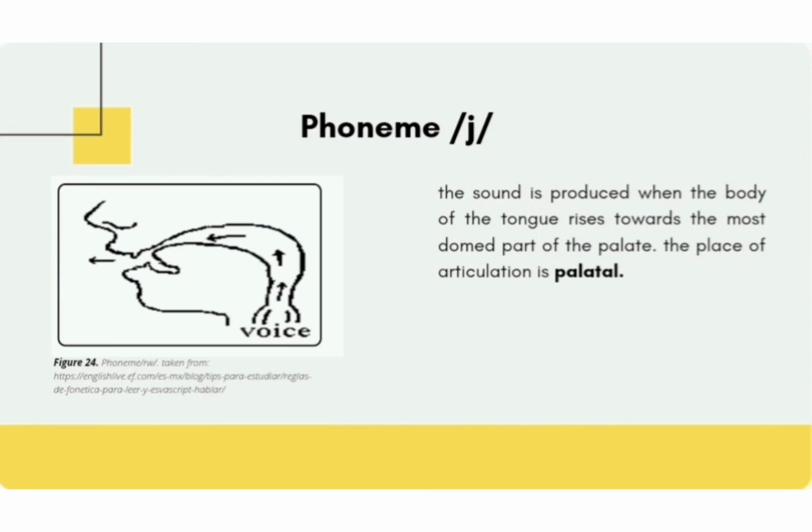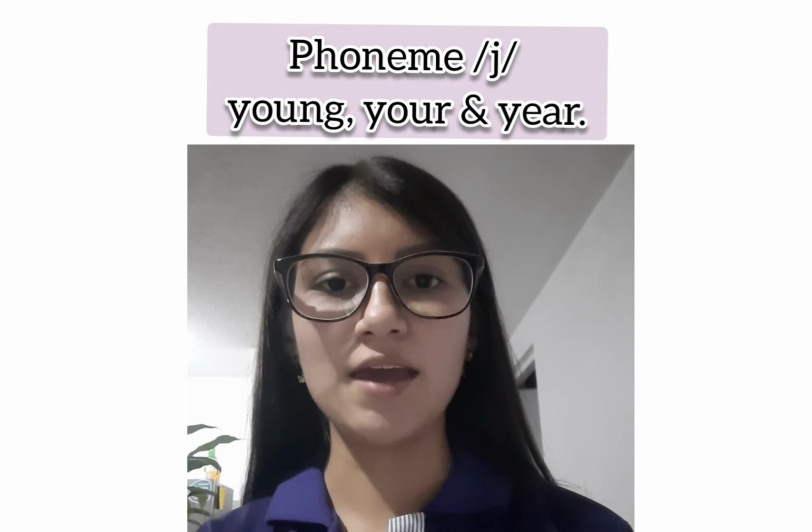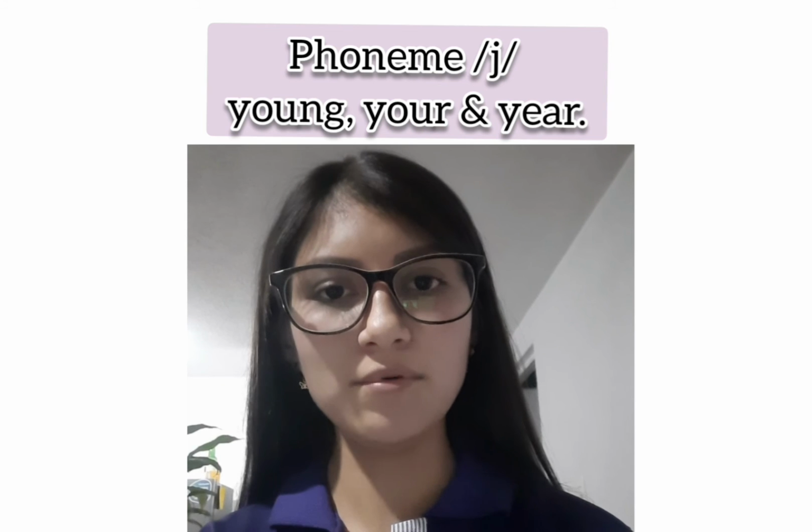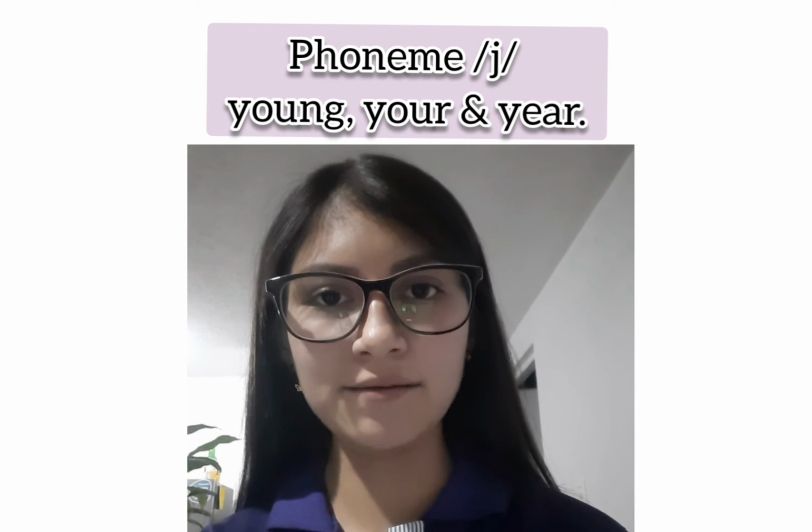The sound is produced when the body of the tongue rises towards the highest part of the palate. The place of articulation is palatal. This phoneme sounds like /j/. For example: young, your, and year.